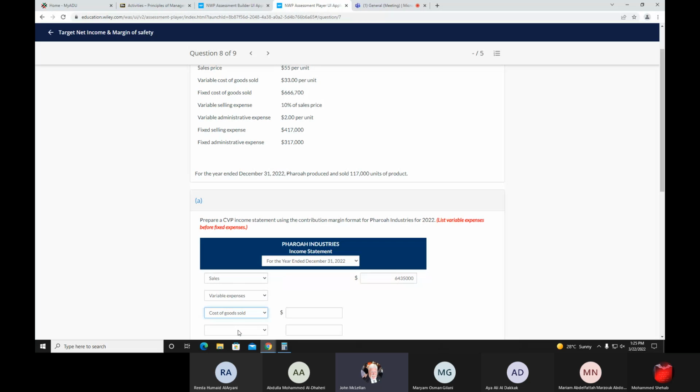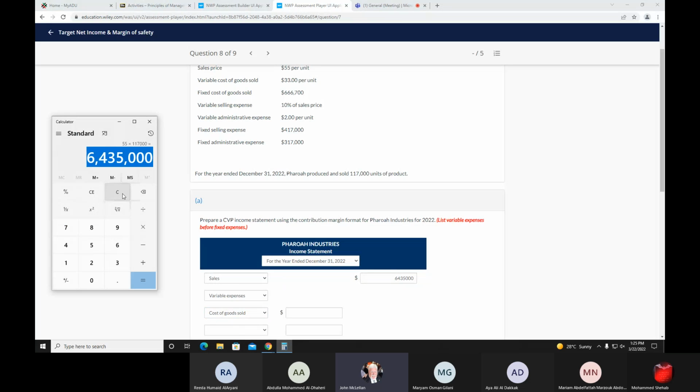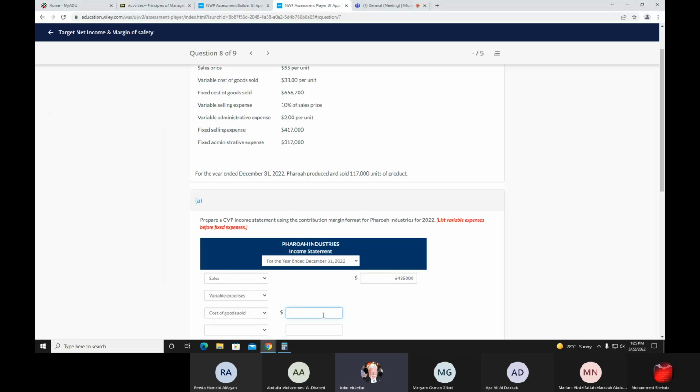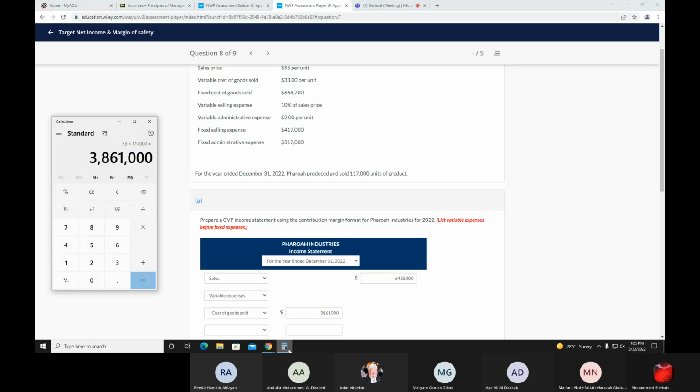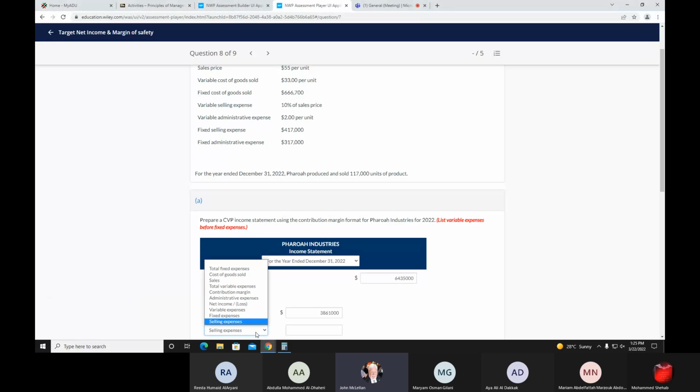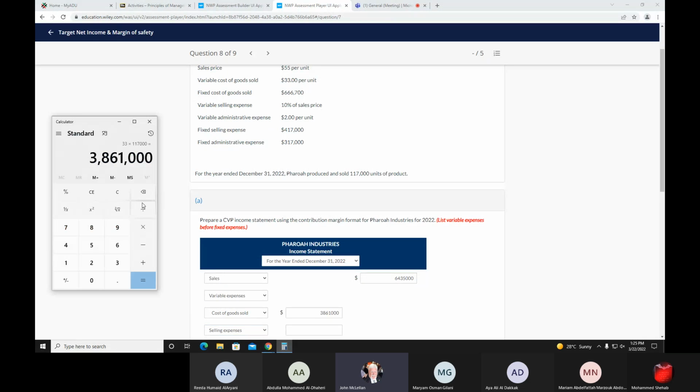Variable cost, 117,000 units, and the variable cost is $33 per unit. Okay, so there we have. Now, variable selling is 10% of selling price. So therefore I have to take 10% of total sales.